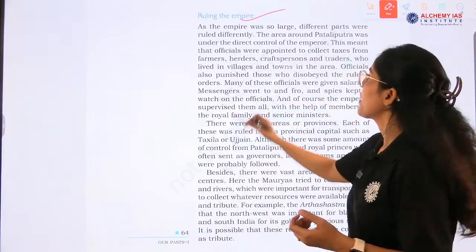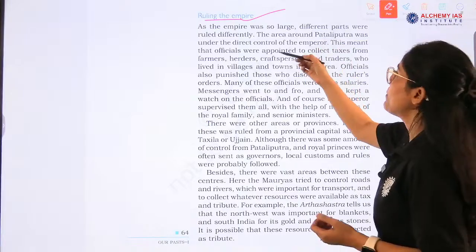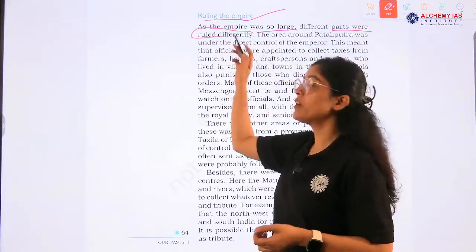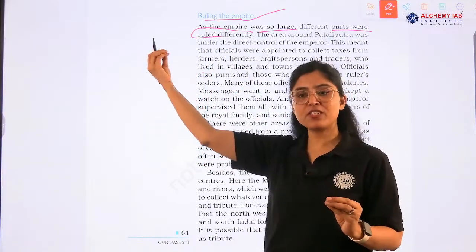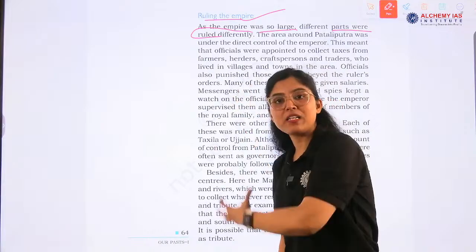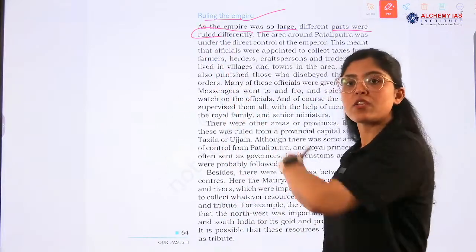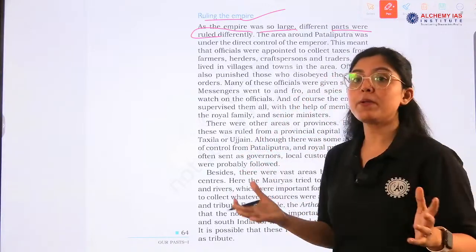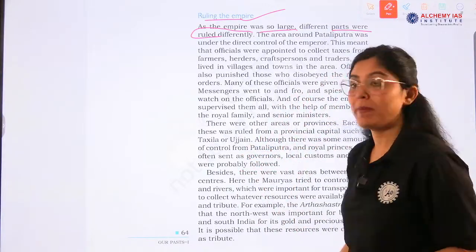Ruling the empire. As the empire was so large, different parts were ruled differently. We have seen the extent of the empire. Takshila was there, Shahbazgarhi, Mansehra, Brahmagiri. So north to south, east to west, we have seen the extent. It was ruled by many people and by different methods.